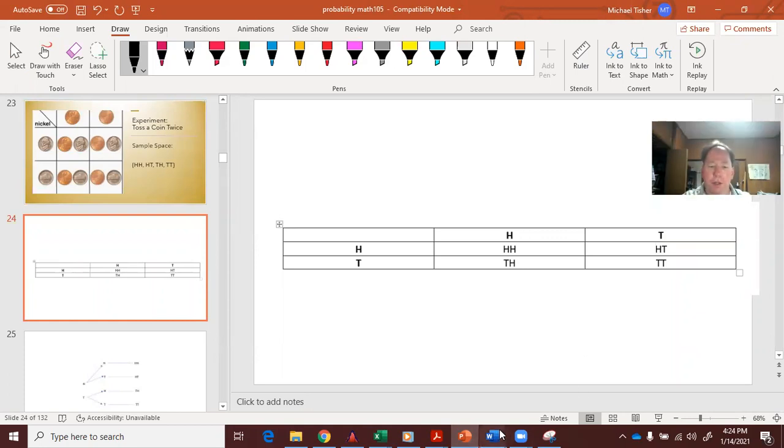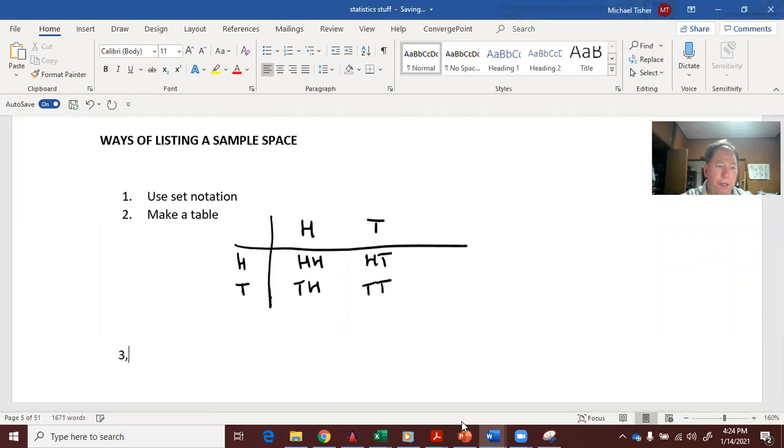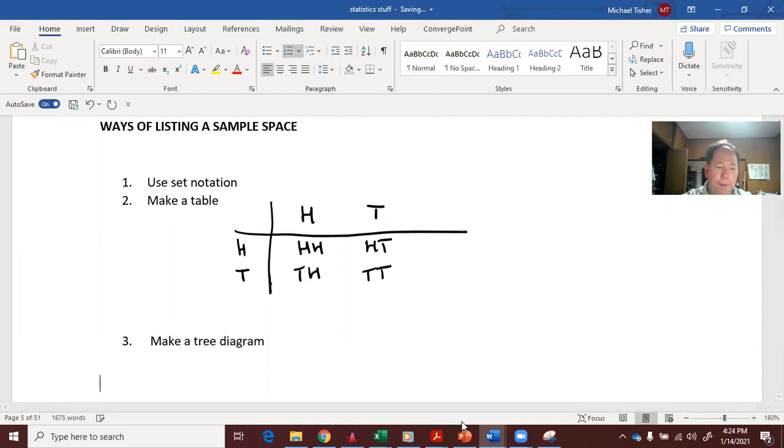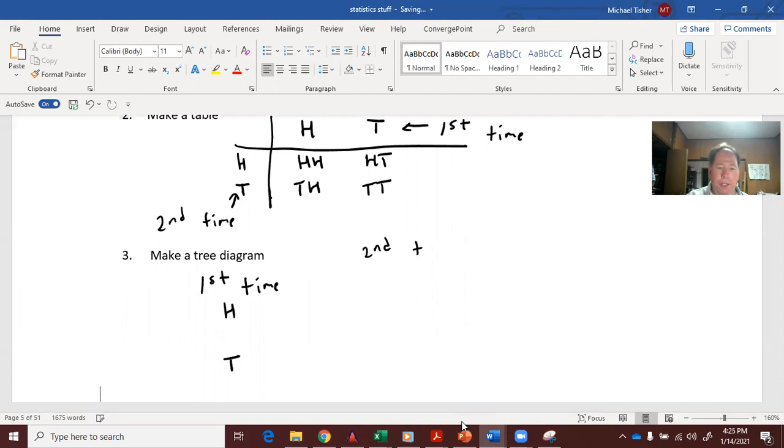Another way to make a sample space is to use what's known as a tree diagram. So we can make a tree diagram. And here's how we do that. Okay, now by the way, again, to clarify, for the table, this is the first time, we'll say. Put the first time in the row there, and the column here the second time. Okay, for the tree diagram, we'll put the first time right here. And on the first time, either we get an H or a T. We'll put the second time over here.